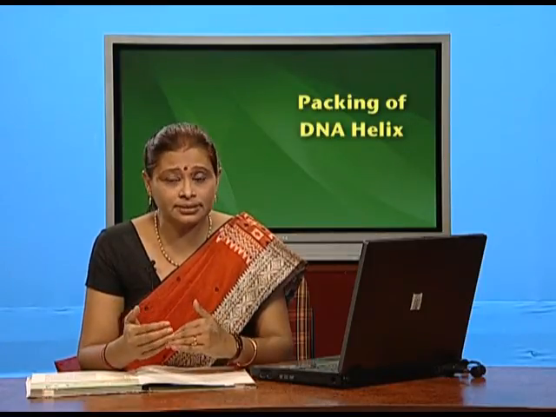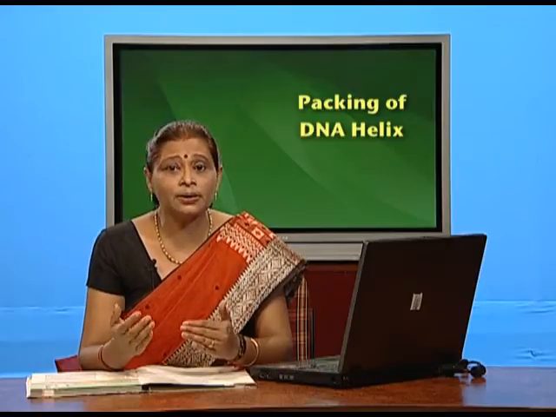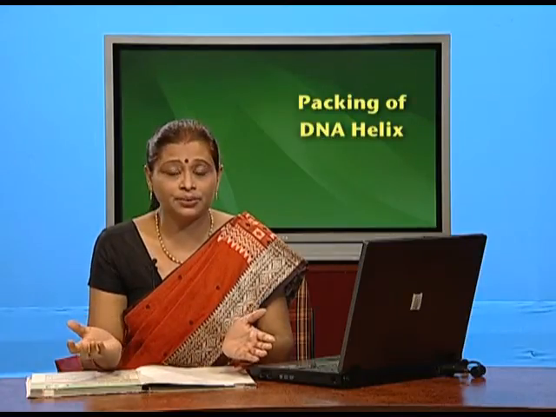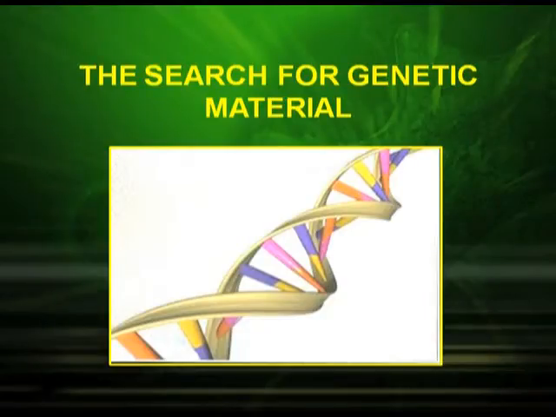So now we have studied the detailed structure of DNA and how the DNA is organized into the chromosomes, which we see during cell division. Now, a very important question is: what is the chemical nature of the DNA? We have studied the chemical nature, but how was it proved that DNA is the genetic material? So now let us study certain experiments that led to the proof that DNA is the genetic material, not other macromolecules like RNA or carbohydrates. So now let us study the search for genetic material.